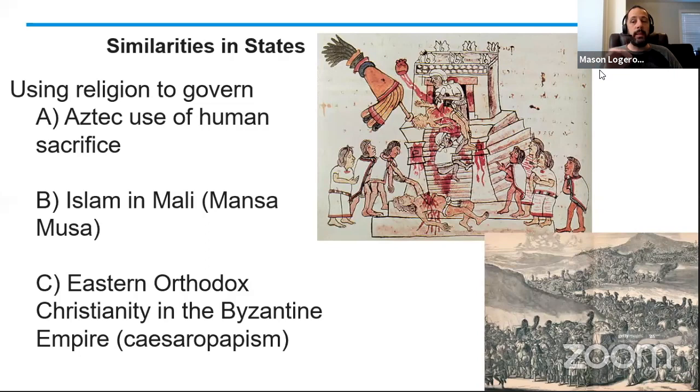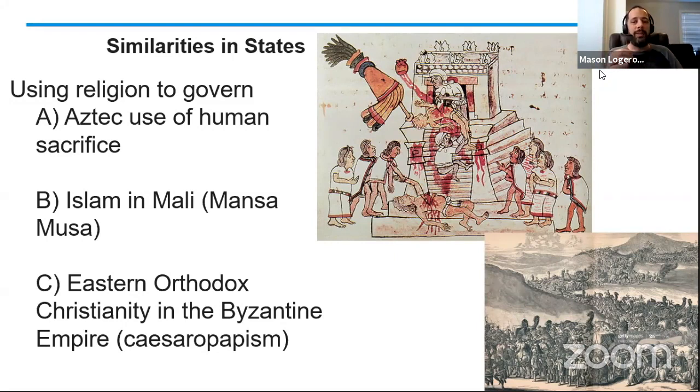Okay, one similarity that we see all across those three regions is what I just said, using religion to govern. So let me give you a couple examples. The Aztec Empire in Mesoamerica was known for using human sacrifice in their religious worship. The story there goes that there was a belief that in order for the sun god, the good god of the Aztec religion, to continue his fight, he had to be replenished with human blood. And so the Aztecs would sometimes sacrifice humans at the temple.